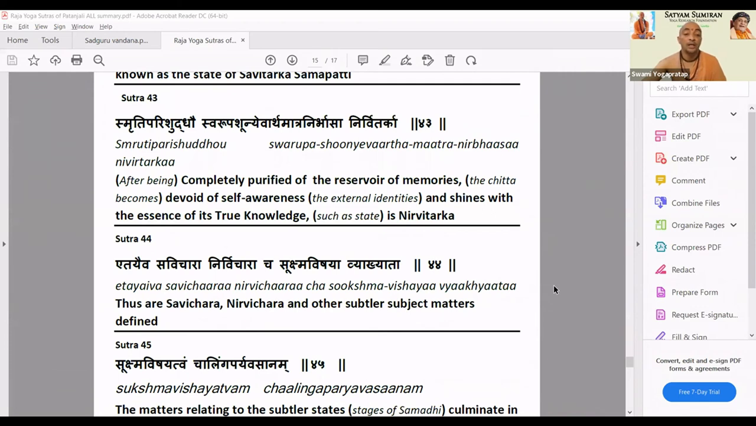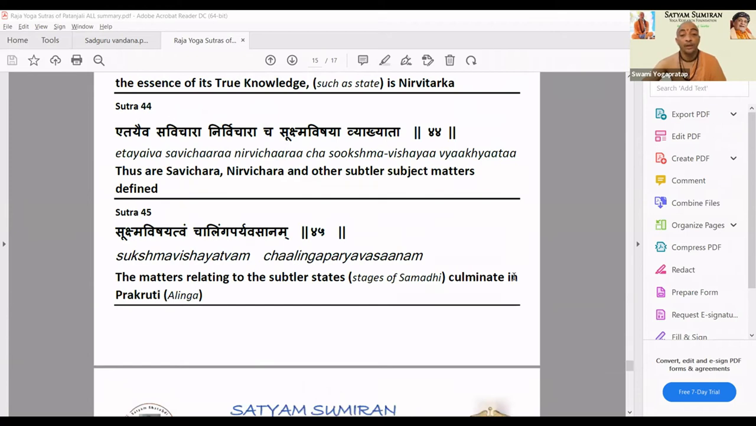So these are the subtle states which are part of samadhi: savichara, nirvichara, and others. These have been spoken about. Now he says that we used to think that samadhi is only one thing, but it is not one thing. It is a range. And what is the ultimate culmination of this range? All these sukshma vishaya culminate in alinga. What is alinga? That form of prakriti which is the beginning point of the evolution.